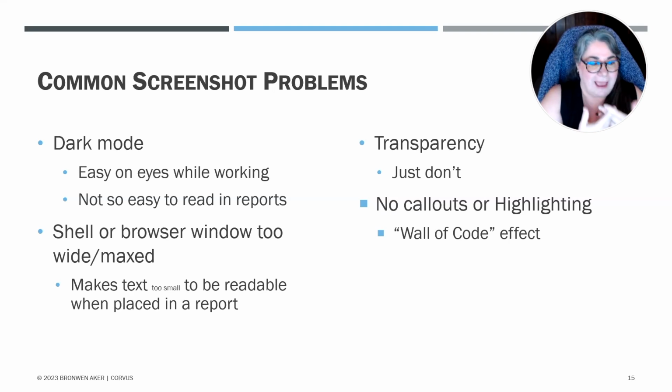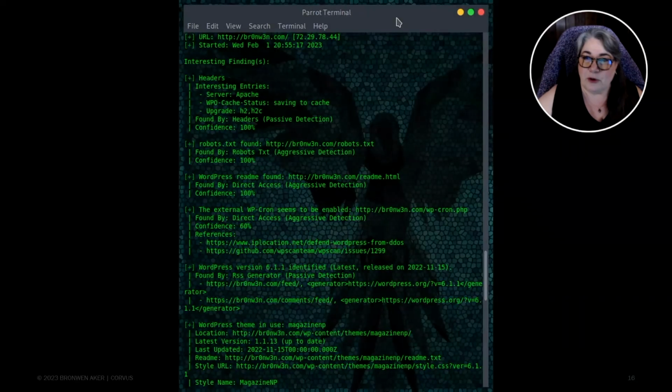Now, I have some screenshot samples that I'm going to go through, and let's take a look at what's going on. So here we have a screenshot. This is an actual WordPress scan that I ran on my personal blog yesterday. What's wrong with this picture?